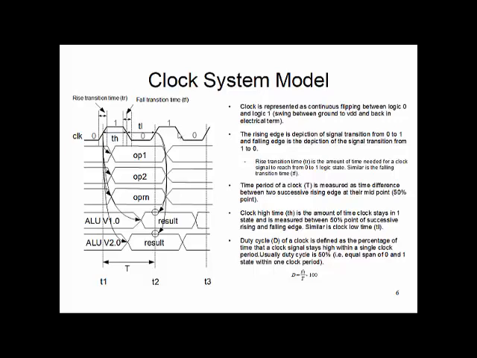Now the beauty of this clock signal, and all clock subsystems guarantee this, is that wherever you measure this time period, from this point to this point, or this point to this point, you will get the same number. So your time period is very fixed. Not only that, your T high and T low are also fixed.